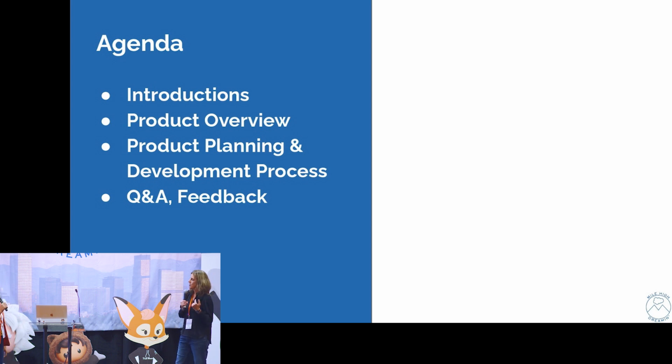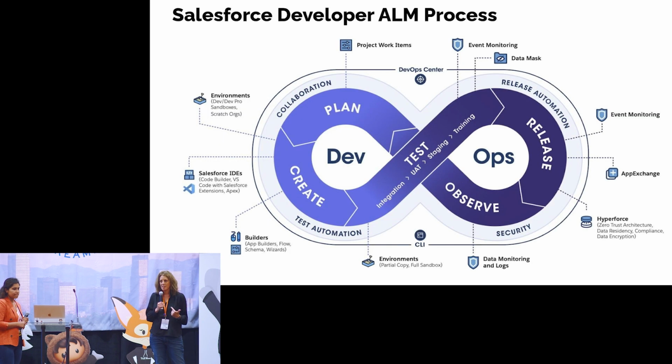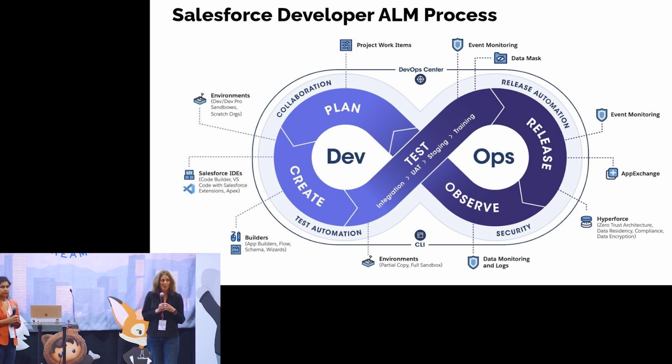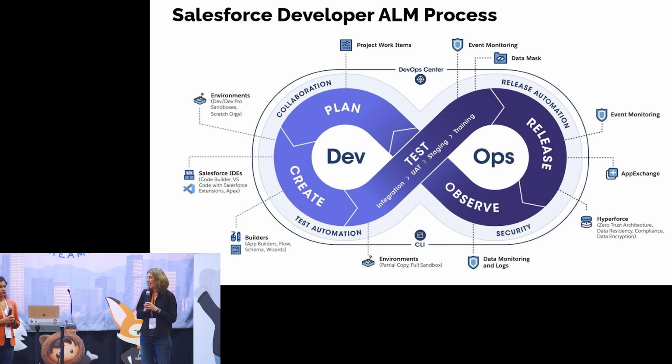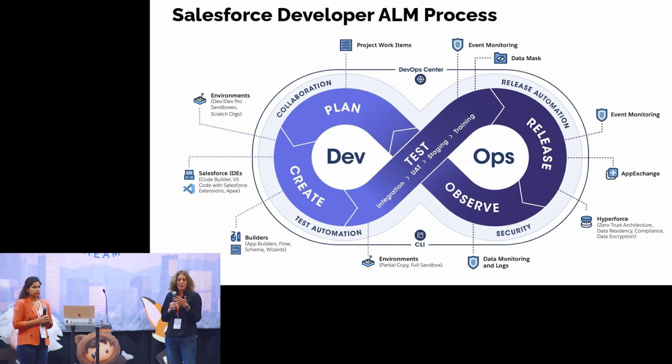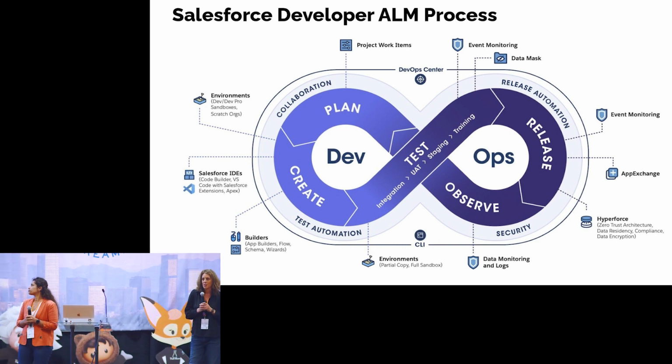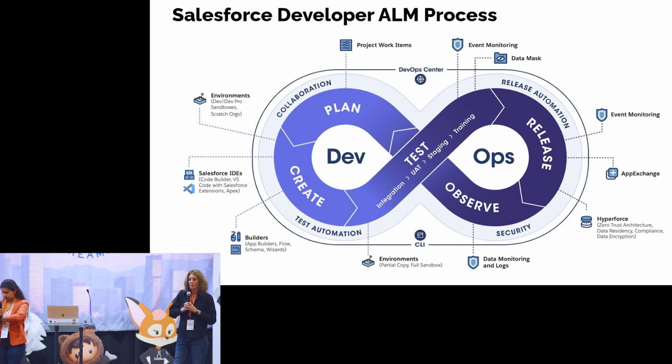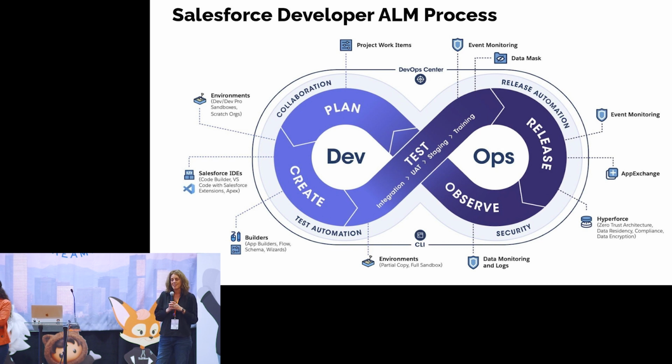Cool, so we're going to start with just giving a little bit of an overview of some of the products that we're responsible for to give you some context about what our areas of expertise are when we get into the Q&A. This is an image that maybe you've seen if you've been to any of our sessions at Dreamforce or any webinars. We often start with this visual of the overall Salesforce development ALM process. We like to talk about this as this continuous 5-step process that goes from planning through creation or building, through a test phase before you release, and then an ongoing observation phase.